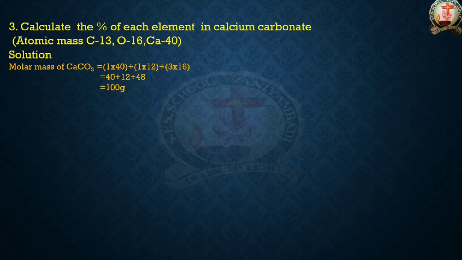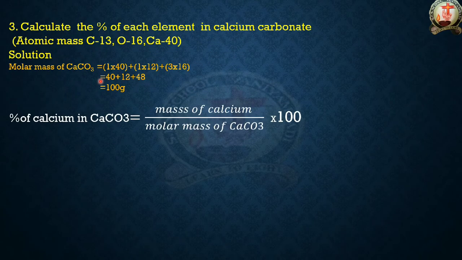Next one: calculate the percentage of each element in calcium carbonate. I already taught this sum in class also, anyway I am going to recall it here. First we are going to calculate the molecular mass of calcium carbonate. I already showed how to calculate the calcium carbonate molecular mass in the first semester itself. Okay, you know that one. Now we are going to calculate the individual percentage of the elements.